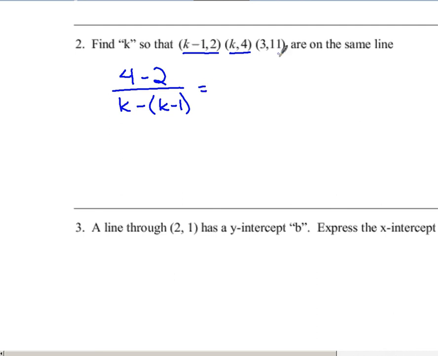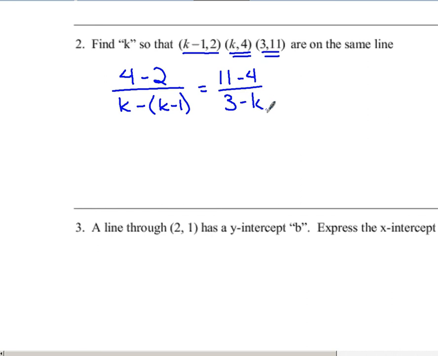Now let's explore the slope here for the last 2 points. Or if you wanted to, take this third point, compare back to this first point. Doesn't matter. But if I compare the second and the third, difference in the y's going from this third point back to the second, it'd be 11 minus 4, over difference in the x's, it'd be 3 minus k.